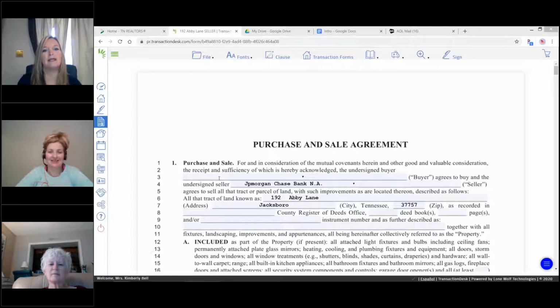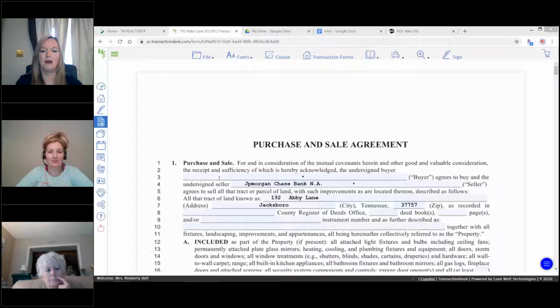So the purchase and sales agreement, lines 1, 2, and 3. On line 3 is the buyer. The important part about writing the buyer's name is making sure that it matches. Now, in some transactions, it doesn't necessarily have to match on everything.